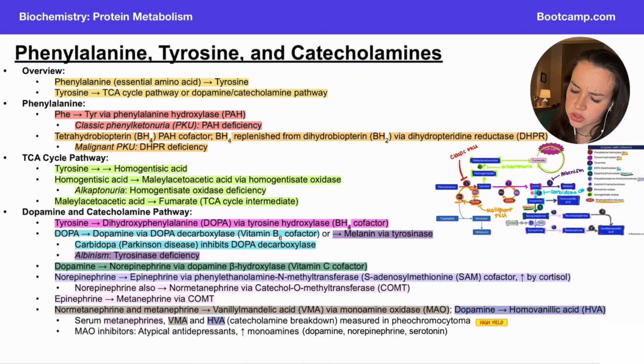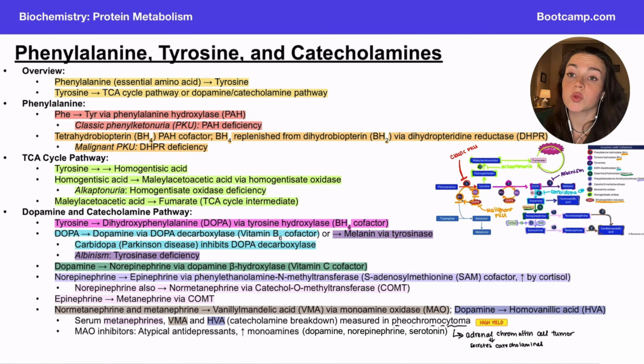The reason that I'm kind of circling back to that one now is that metanephrine, vanillyl mandelic acid, and homovanillic acid are all things that can be measured in a condition called pheochromocytoma. So a pheochromocytoma, or a pheo, is a neuroendocrine tumor of the chromaffin cells of the adrenal glands. So this is a type of tumor that is going to secrete catecholamines. More catecholamines means more catecholamines to break down, which means more of these catecholamine breakdown products.